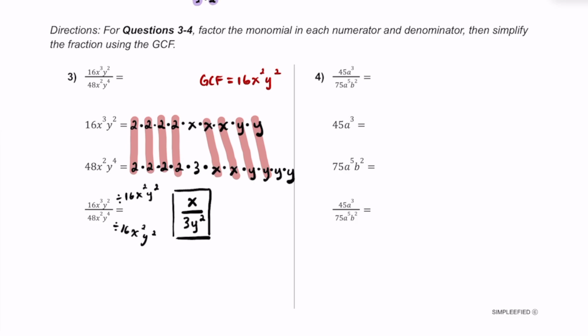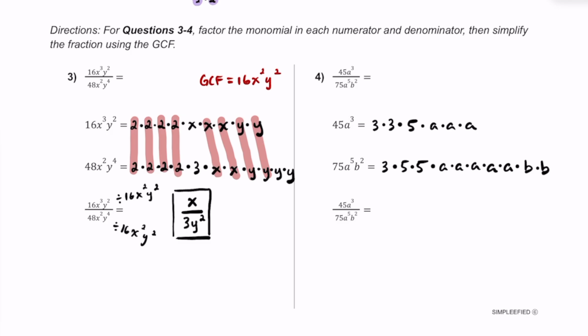I know 45 breaks into 9 times 5, and 9 breaks into 3 times 3, so it's 3 times 3 times 5. And then a cubed just breaks into a times a times a. For 75, I know that's going to be 3 times 25. And then 25 will break into 5 times 5. And then the a to the 5th power is just going to be 5 of these a's multiplied together: 3, 4, and 5. And then there's going to be 2 of these b's multiplied together.